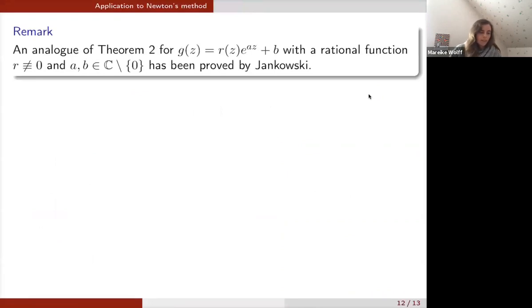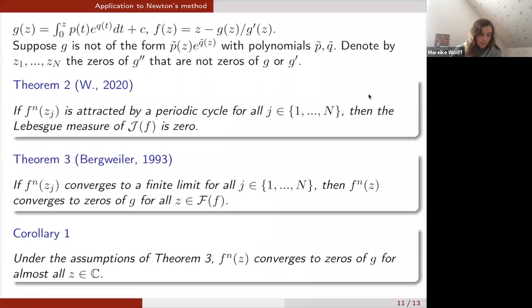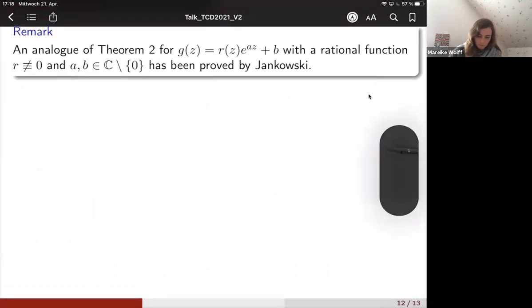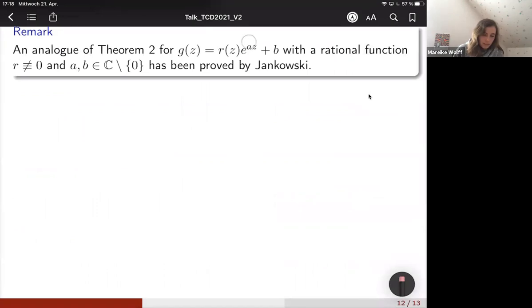Okay, and an analog of theorem 2 was that the Lebesgue measure of the Julia set is 0 under these assumptions, for functions which are some rational function times e to the az plus some constant. This is essentially due to Jankowski. Well, if R is a polynomial, these functions also belong to the class of functions from the previous slide. But more important, if we consider rational functions or integrals here, is that where Jankowski considered only polynomials of degree 1 in the exponent, we allow for arbitrary degree.